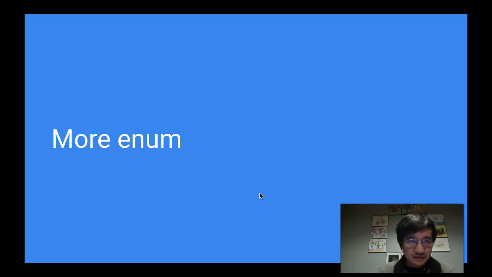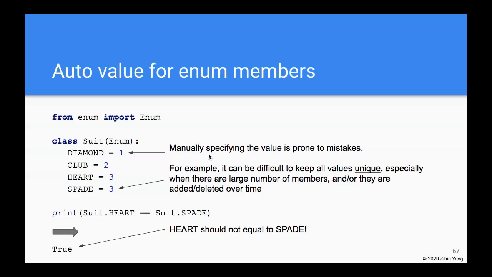Hi, so in this video, we're going to say just a few more things about Python enums. One of the problems with manually specifying all the values for each of the enum members is that it's prone to mistakes. For example, it can be very difficult to keep all of these values unique, especially in this case, maybe it doesn't quite apply because there are only 4 members. What if there are 10, 20, 50 of them, and they are added over time? We could conceivably make a mistake of assigning the same value to two different members.